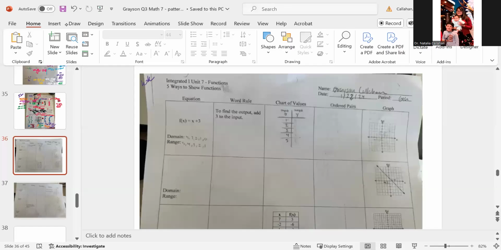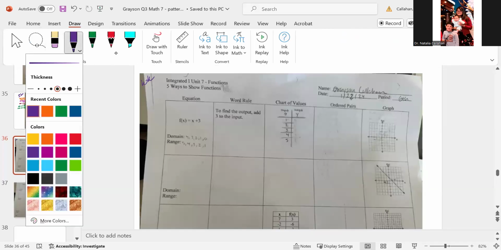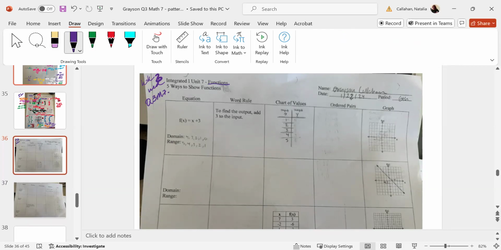So this is for week 3, Wednesday, quarter 3, math 7 on functions and the different ways of doing functions.